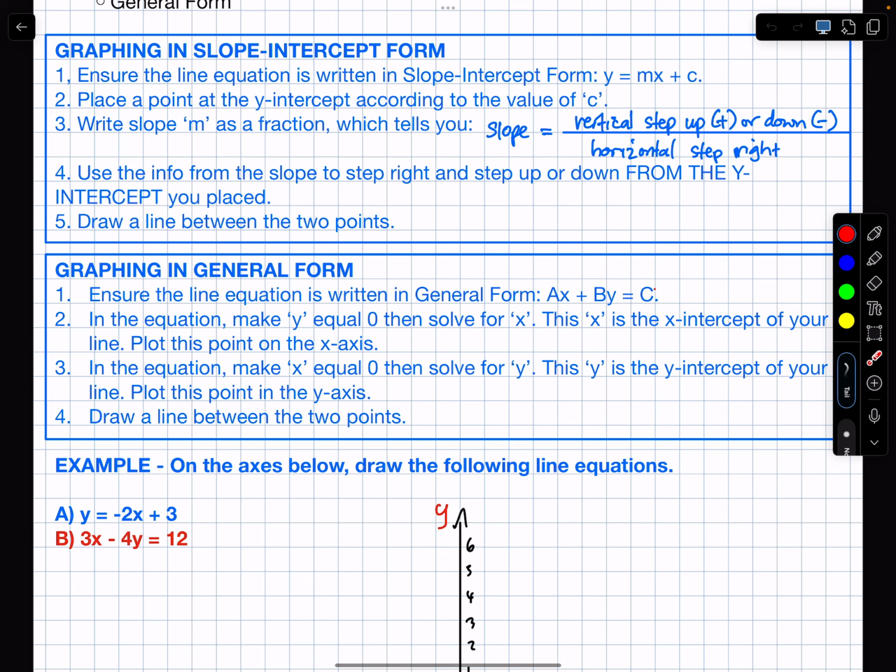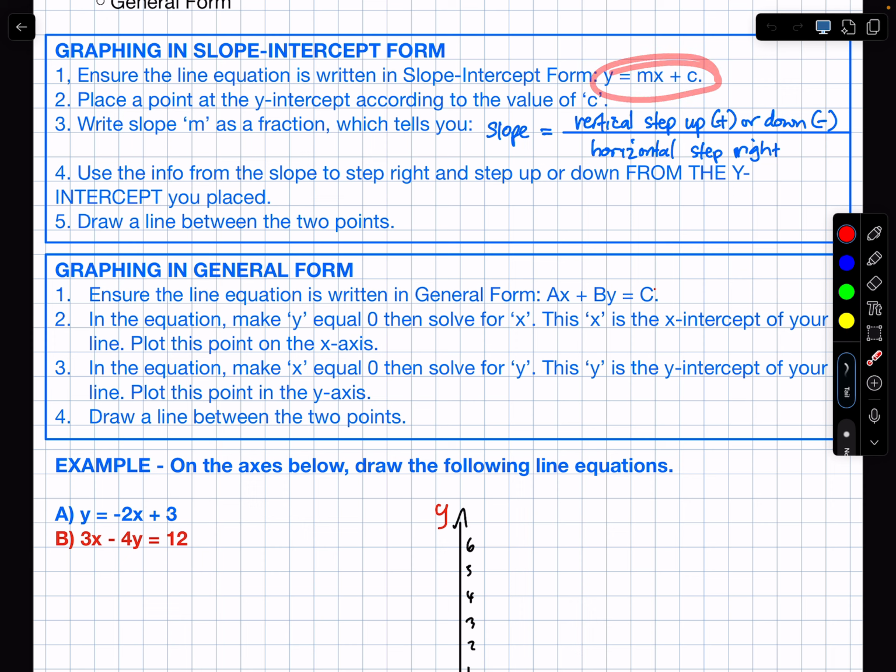All right, we're going to practice graphing in slope-intercept form. Step 1: ensure the line equation is written in slope-intercept form. Does this blue one here look like y = mx + c? Is it y equals something x plus something else? It says y = -2x + 3, so it's in that form. That's check 1, done.